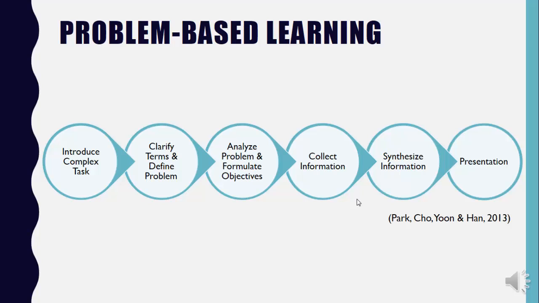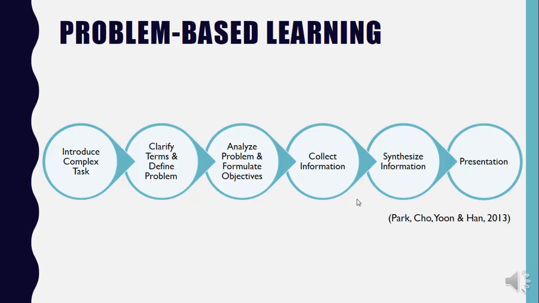Problem-based learning begins with the introduction of a complex task. This can be done in a variety of ways, including interactive animations or videos that stimulate student interest on the relevant topics. The next step is for students to define the problem and clarify any key terms they will need for the unit. Students will then analyze the problem based on previous discussions and begin to work in collaborative groups to formulate objectives on how they plan to approach the process of solving the problem.